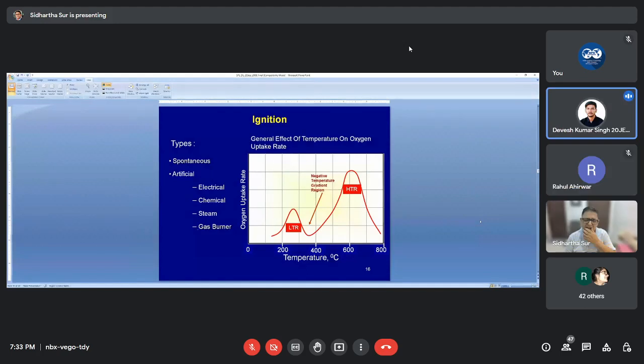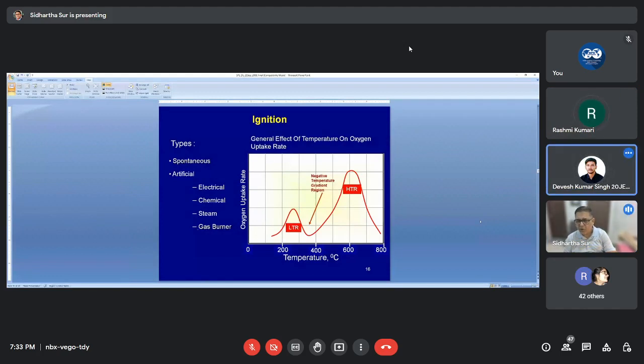No, sir, we don't see the animation. Yes, sir. In this curve, you are seeing two hills, a small hill and a big hill. Yes, sir.